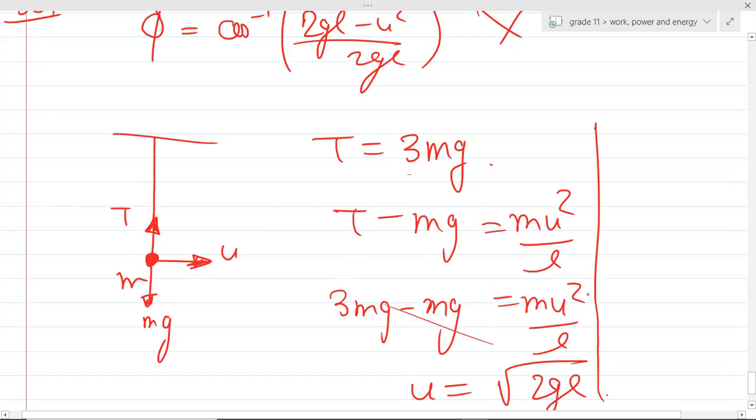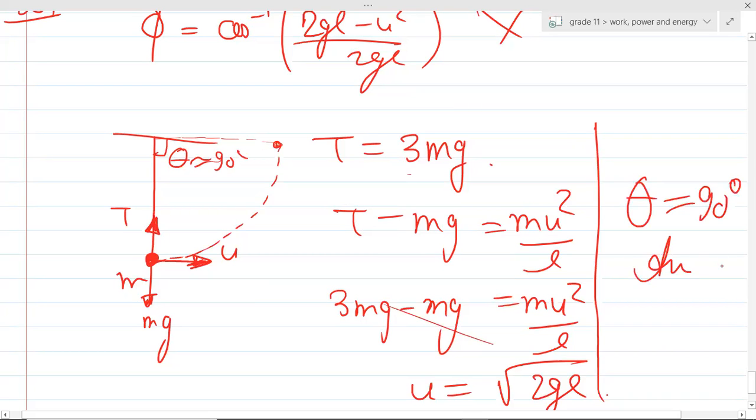If the velocity is under root of 2gl, then tell me, how far will it go? Till where will this bob move? What will be the angular amplitude in that case? I told you, this is the case 1. Can you see? It will move to 90 degrees, and that is the answer to your problem. Okay? Is this clear?